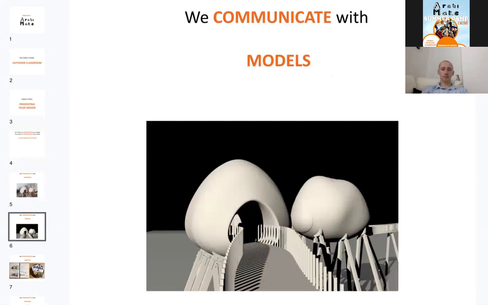And it can also be communicated through models. So this can either be in digital form, which is this one here, or in kind of a physical form, which is what they did the other week. And the idea of a model is that you can get very close to the model and kind of look around it and see it from all angles.